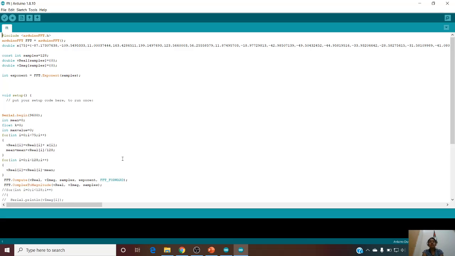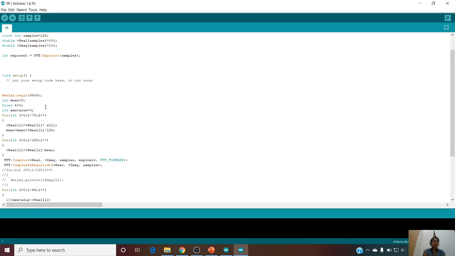We have to round off the number of samples to the nearest power of 2, and then initialize vReal and vImag to 0, like we are taking two arrays, and then we extract the exponent component. So exponent is the name which you give in this function, and capital Exponent is already defined in it. So FFT.Exponent, and in brackets we write the number of samples we are taking.